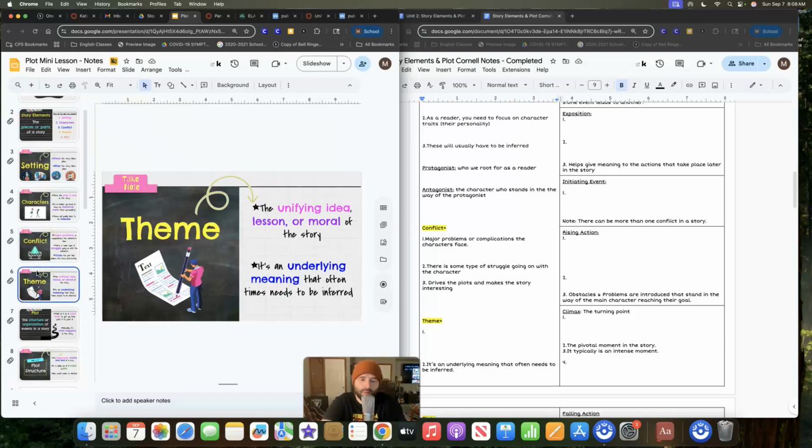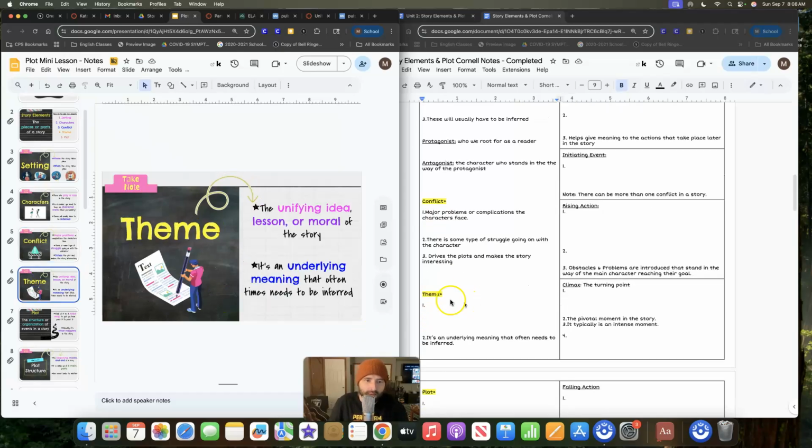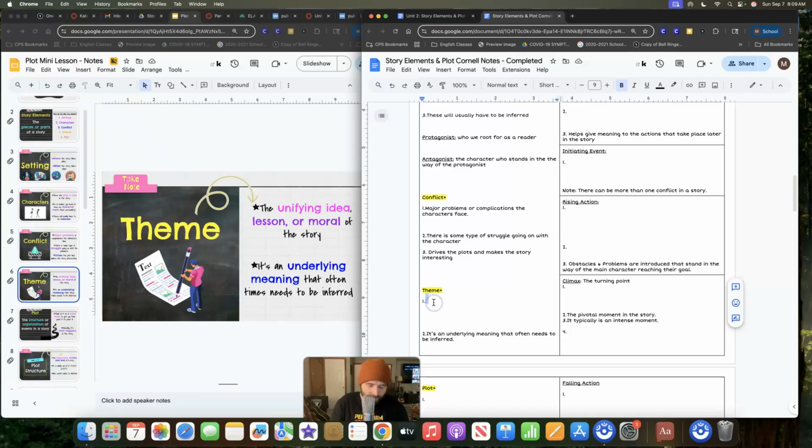And then our last one that we're going to go over really fast is theme. This is just the unifying idea of the story. Okay, now we're going to jump into plot.